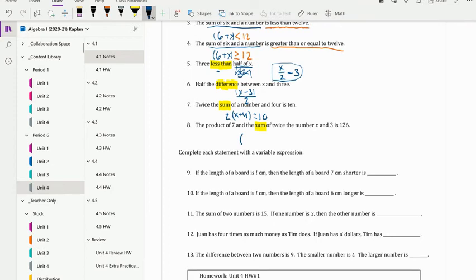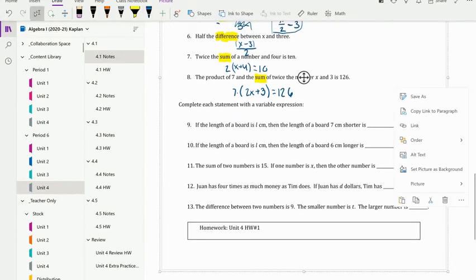Because we want to find the whole sum first, and then we'll take the product of 7 and that. So the sum of twice the number x and 3 looks like 2x + 3. And then the product of 7 and that looks like 7 times that, which is 126. So the product of 7 and the sum of twice the number x and 3 equals 126. Whew, that one was tricky.